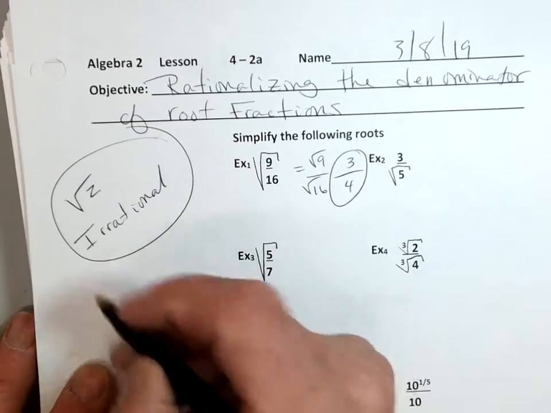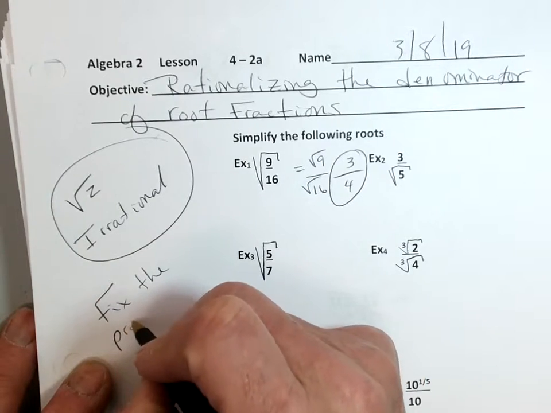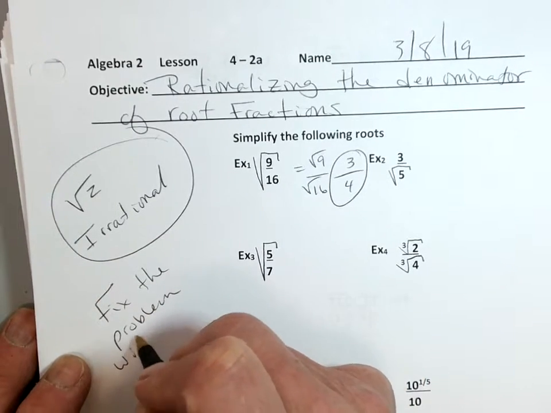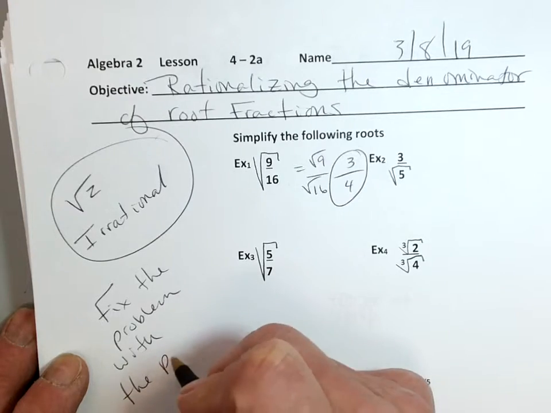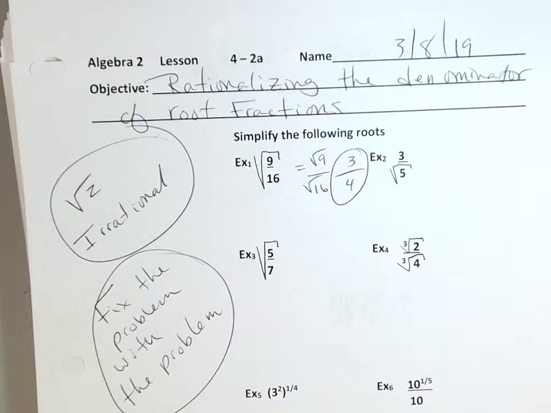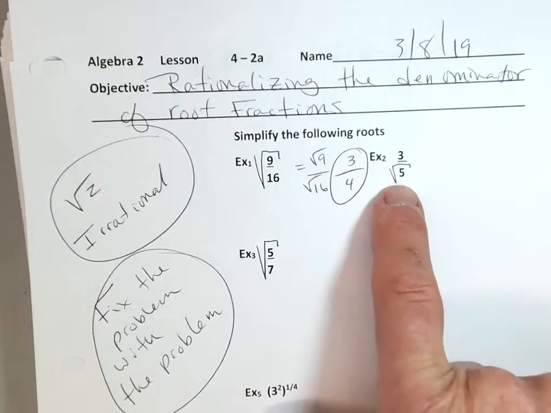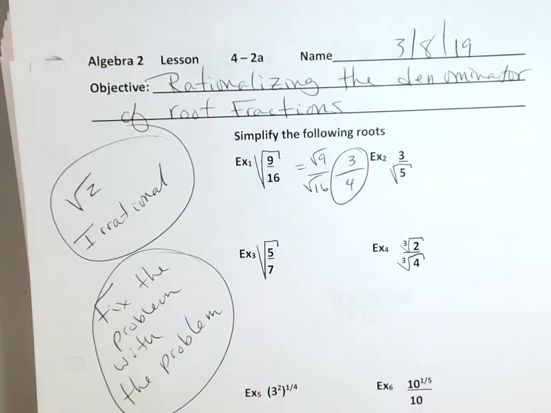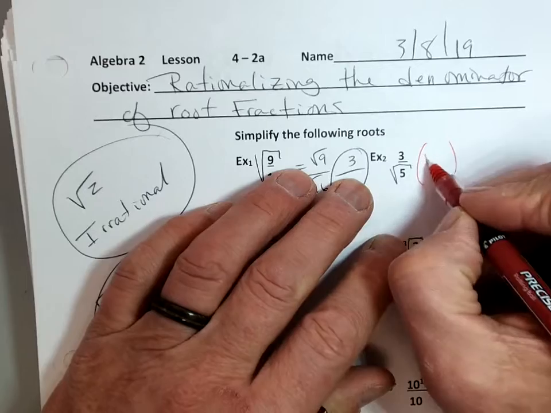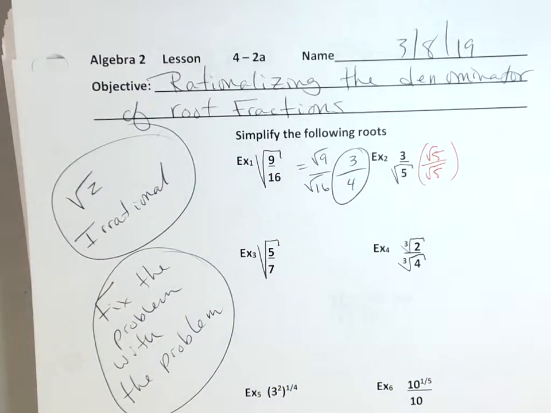I'm going to fix the problem with the problem. Okay. Now, if you've had me before, you know exactly what I'm talking about. If you've never had this before, in a second I'm going to show you what it means. So here's the problem: you have a square root in the denominator. If you fix the problem with the problem, I'm going to multiply both top and bottom by the square root of 5 over the square root of 5. And I'm going to show you why that works.